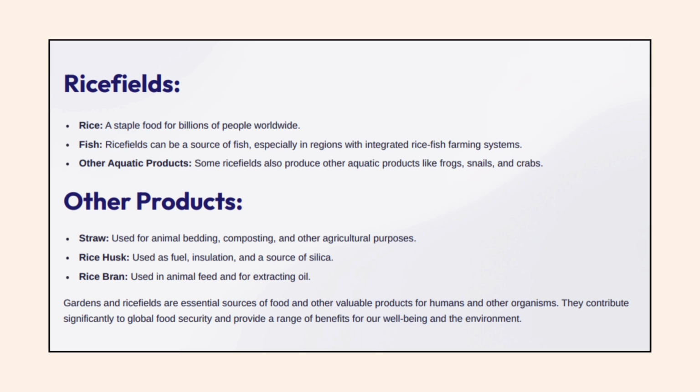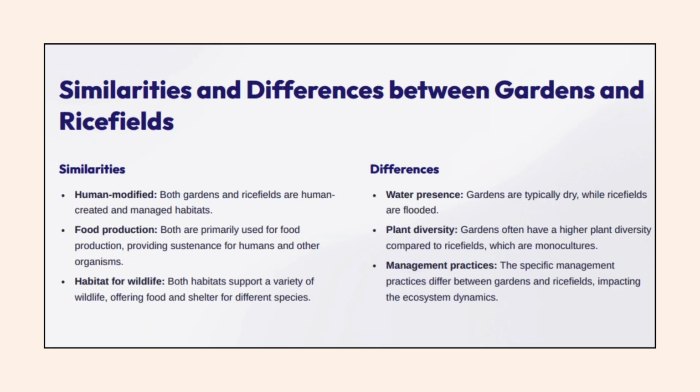So gardens and rice fields are essential sources of food and other valuable products for human and other organisms. So they contribute significantly to global food security and provide a range of benefits for our well-being and the environment. All right. So now, let's have the similarities and differences between gardens and rice fields. So, saan ba nagkakatulad at nagkakaiba ang garden at yung rice fields?